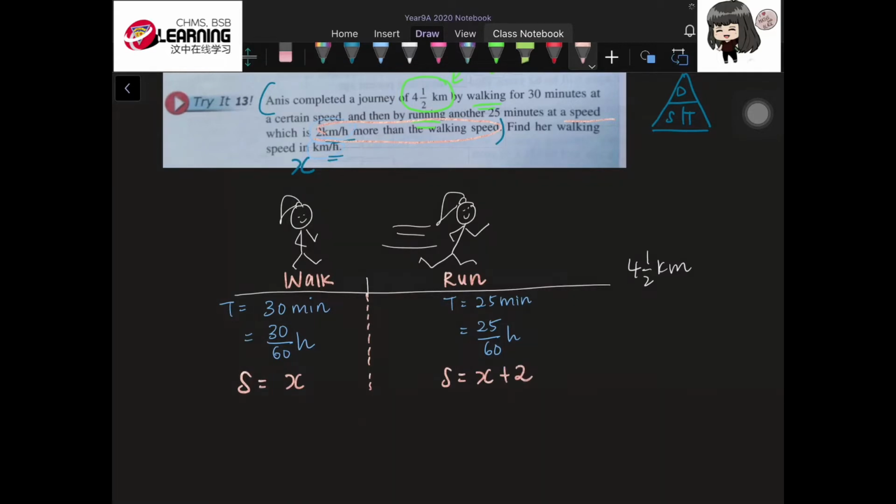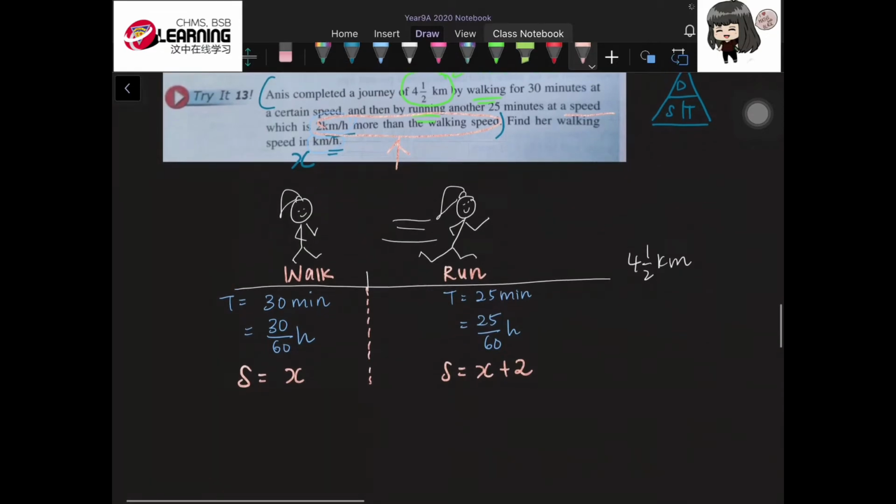It's increased by 2 kilometer per hour. The sentence says so: 2 kilometer per hour more than the walking speed. So the speed is x for walking, so the run will definitely be increased, x plus 2, because you are running, so the speed is actually more than walking, so you plus 2. Alright, so find her walking speed.